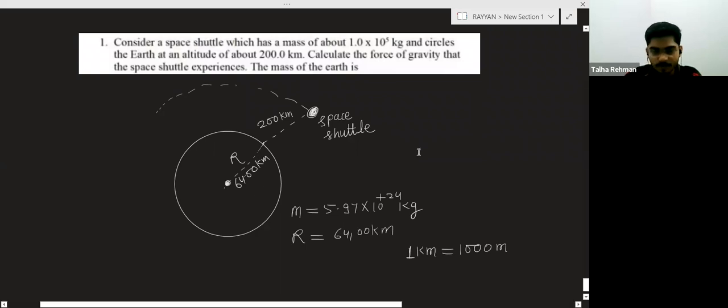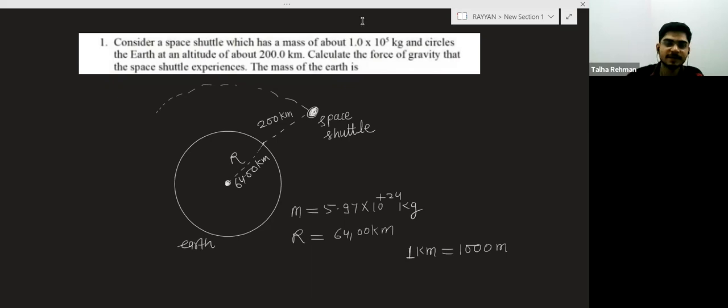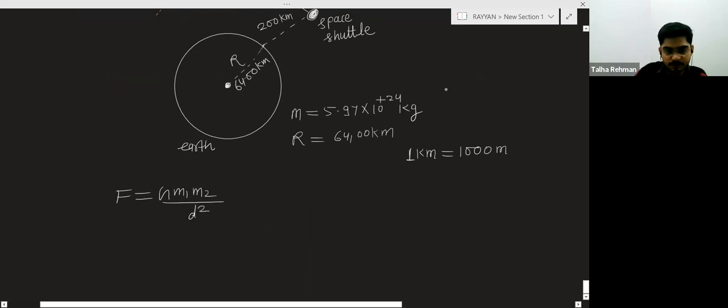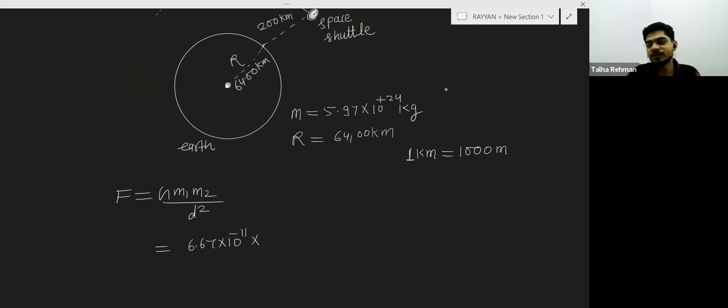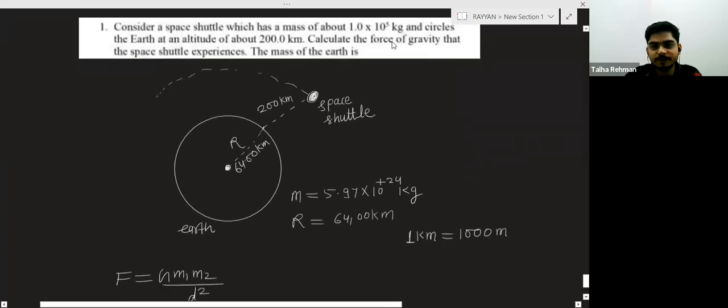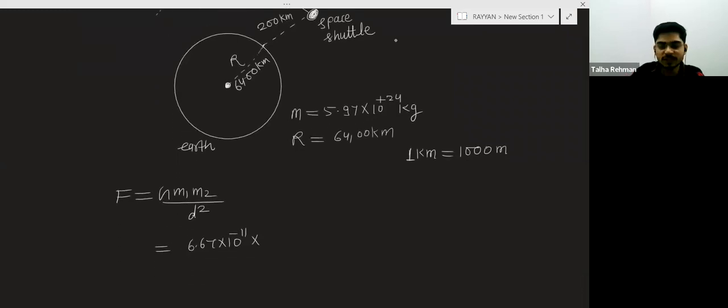So can we find the force of gravity between the space shuttle and the earth? We will apply this formula simply. G m1 m2 divided by the distance between them squared. What is G? 6.67 × 10^-11. M1, M2, you can choose any. The space shuttle has a mass of 1 × 10^5 kg, so M1 is the mass of the space shuttle, and the mass of the earth is 5.97 × 10^24 kg.